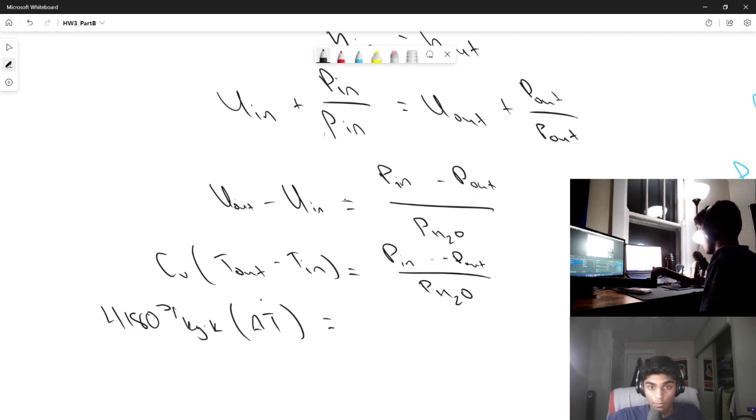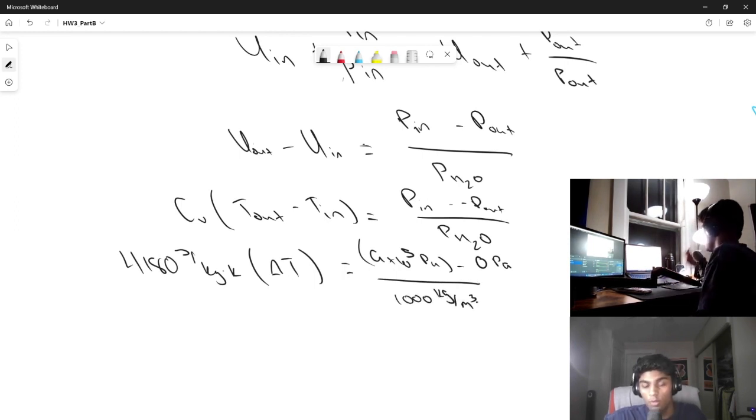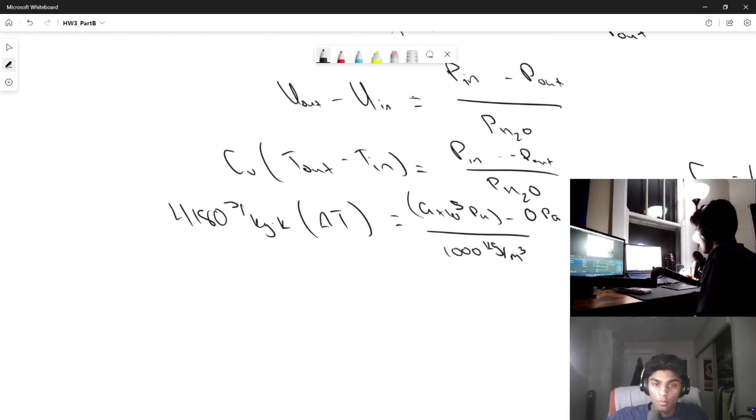Yep. So our pressure in is 9 times 10 to the 5th pascals minus 0 pascals. That is what is at our outlet. We're going to that pressure drop, all over 1,000 kilograms per meter cubed. Now, all these units are going to cancel out. It should give us units in Kelvin here. So I'm going to solve for delta T here.